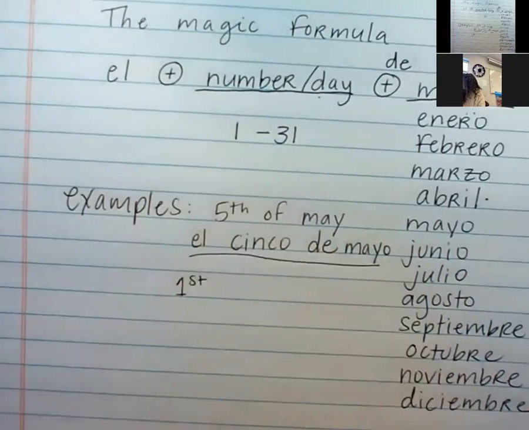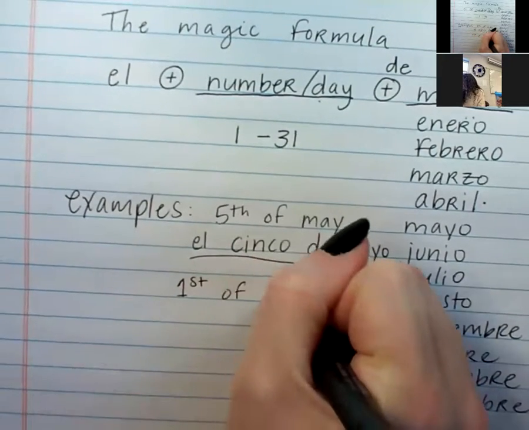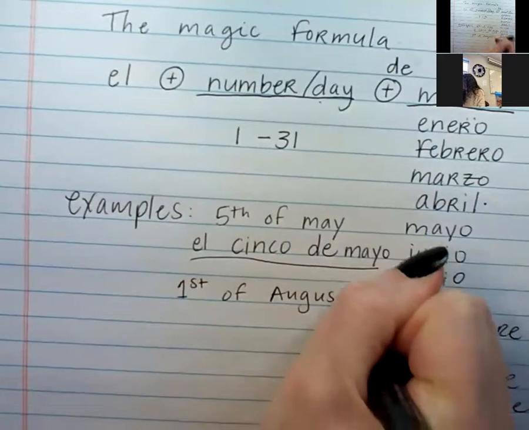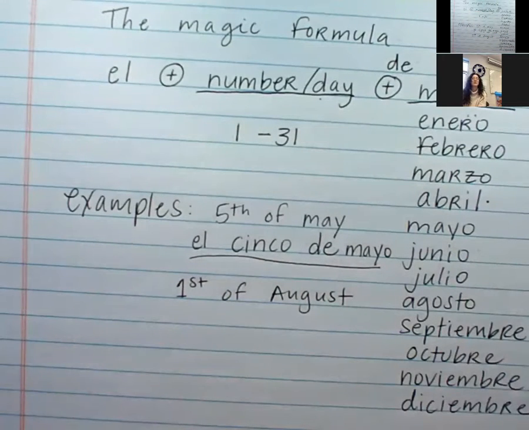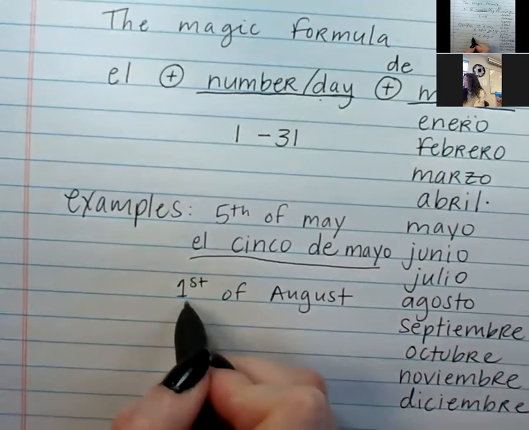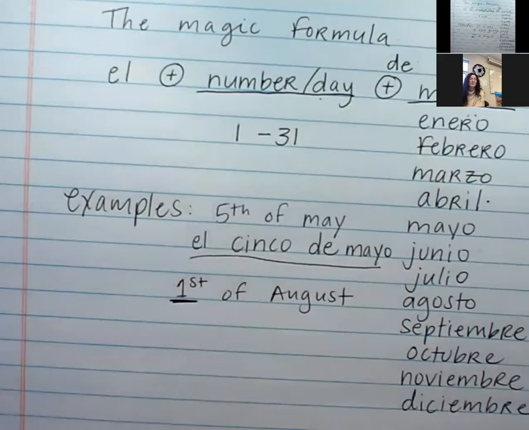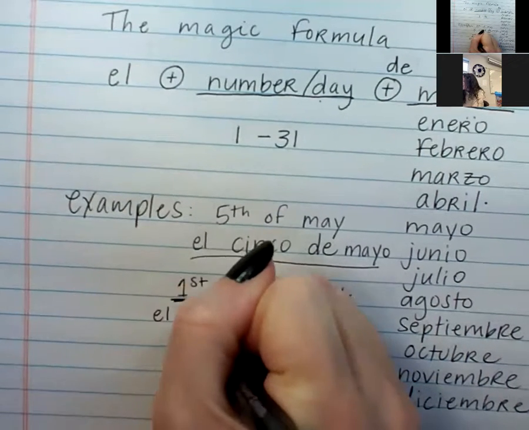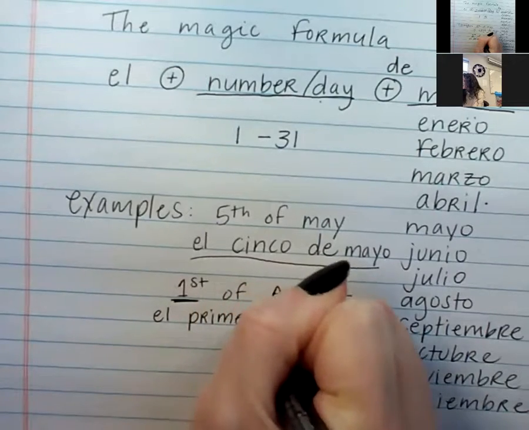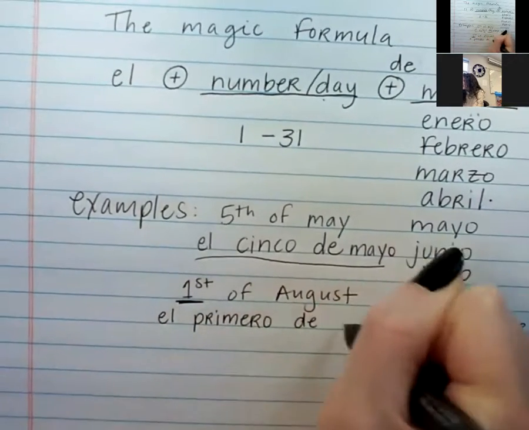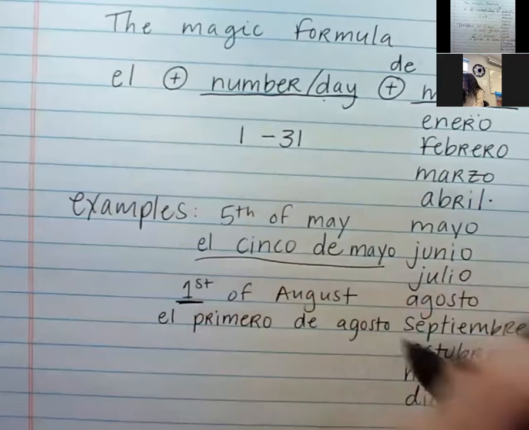So if I wanted to say the 1st of August, the 1st of August, what is the special word that we use when we are addressing the first? It's what we call an ordinal number. Yes, you guys are coming in clutch. Good job. So we would say el primero de agosto.